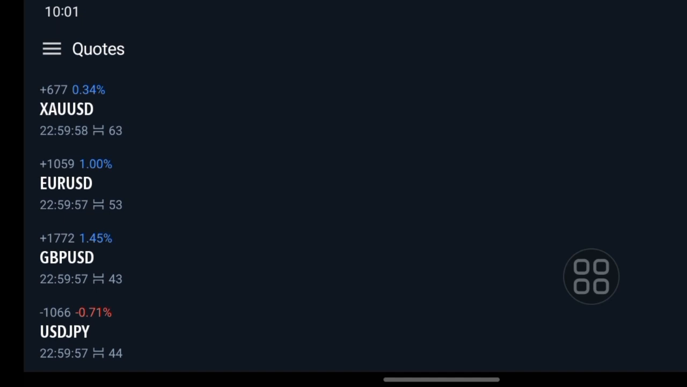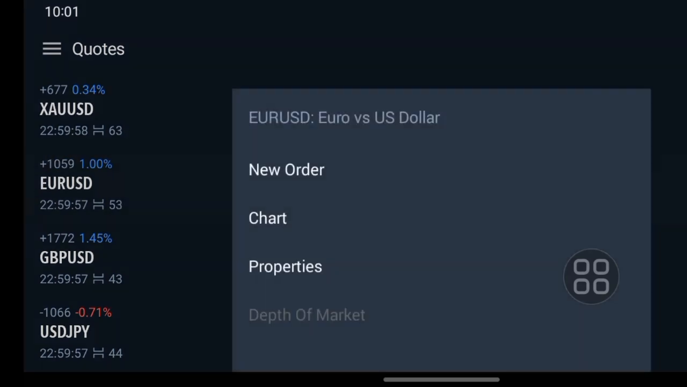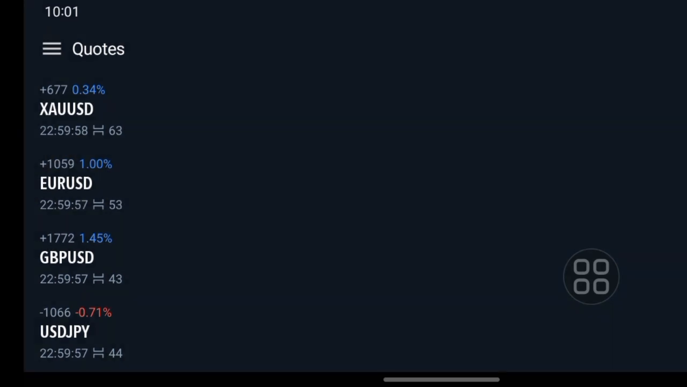So on today's episode, I'm going to mark new zones for EUR/USD, and if time permits, I will mark GBP/USD also for potential buy and sell zones throughout this week. So without wasting much time, let's get into the video. EUR/USD.